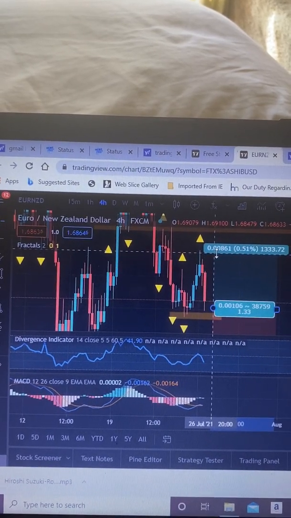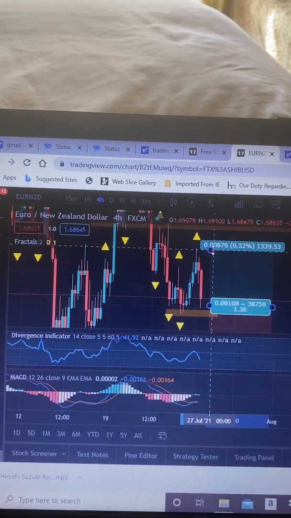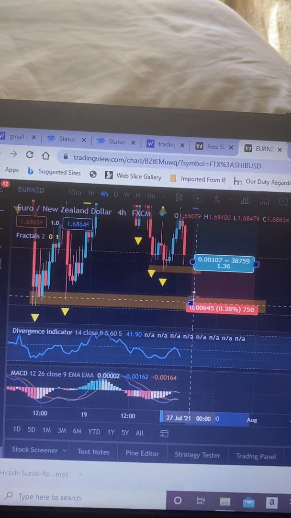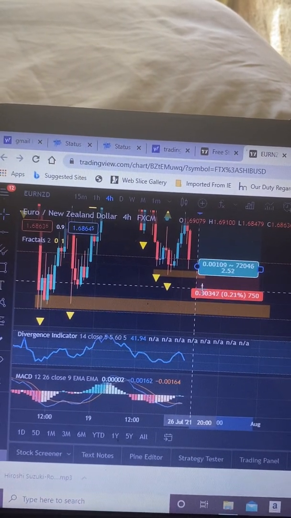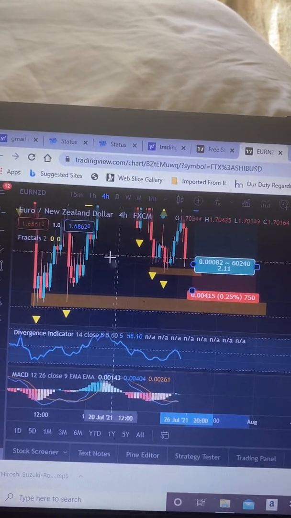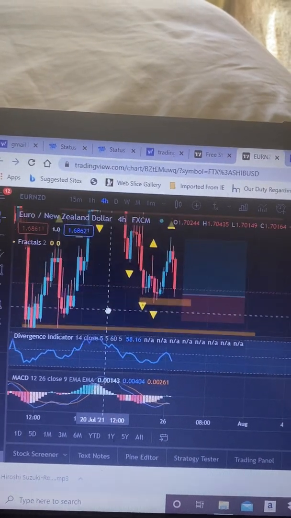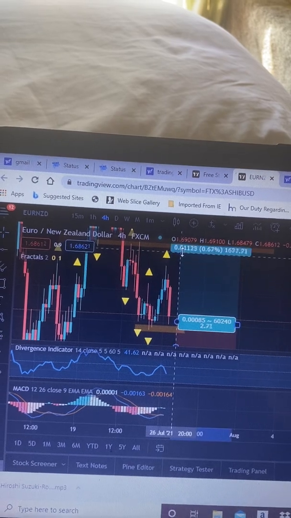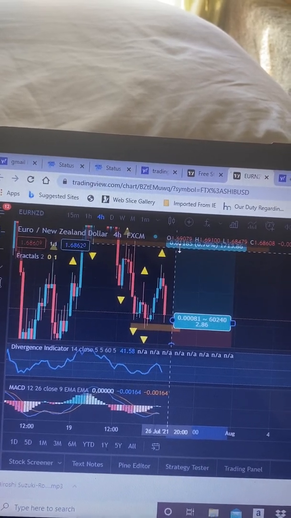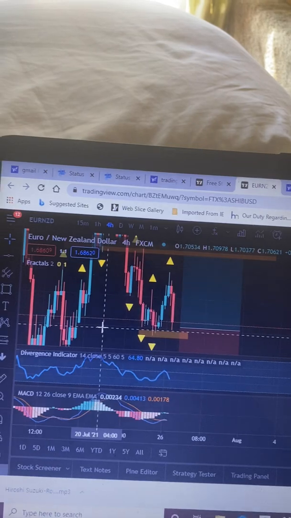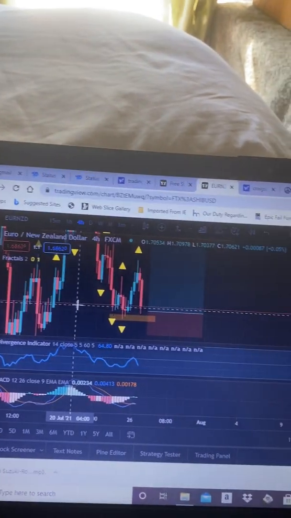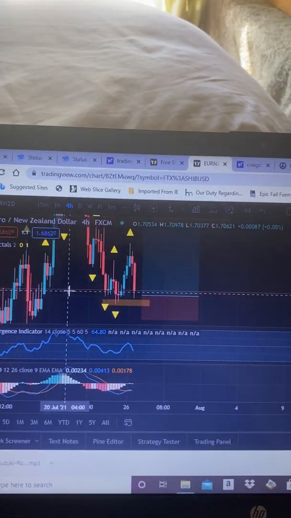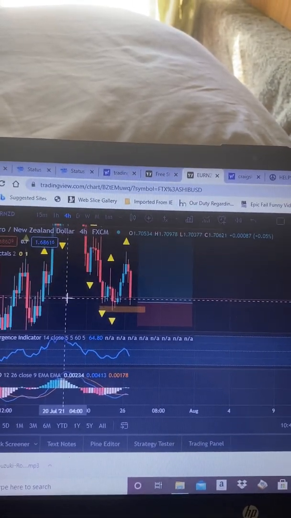I like taking it to the wick. Sometimes it'll go back to the wick, and if it don't, it is what it is. I always cover the wicks. Give it a little breathing room. That'll be my projection, where that next H4 resistance was at, and if it don't go, it just don't go. This is Euro versus New Zealand, and I'm going to put this trade into my account, and let's see what happens.